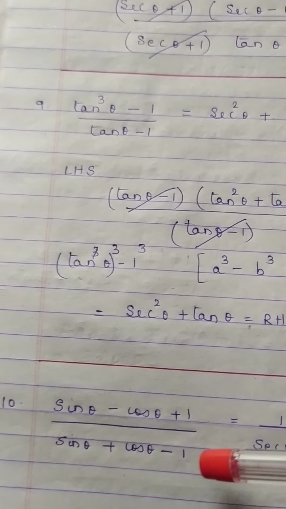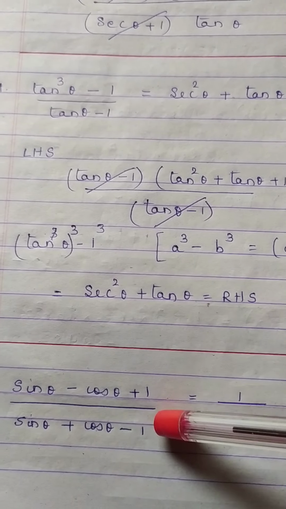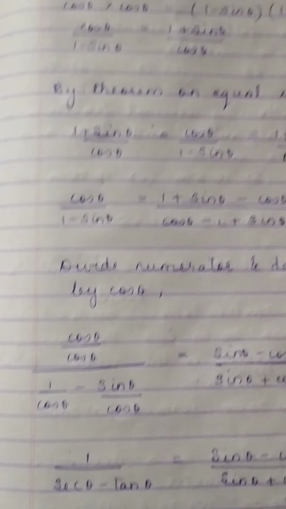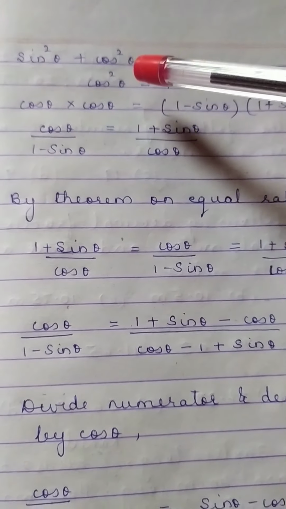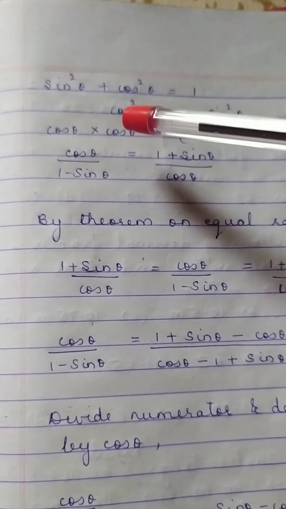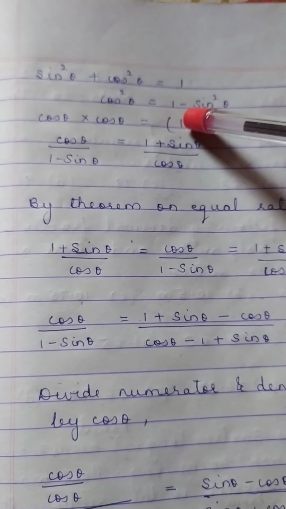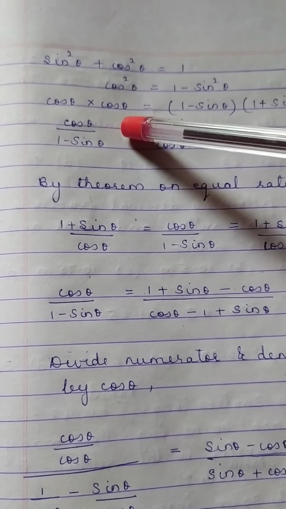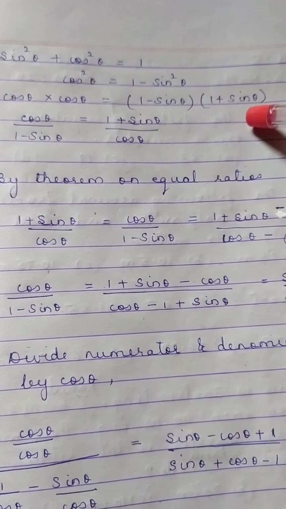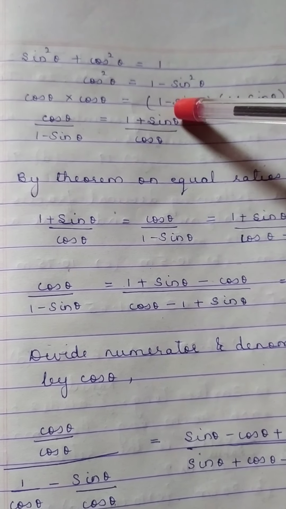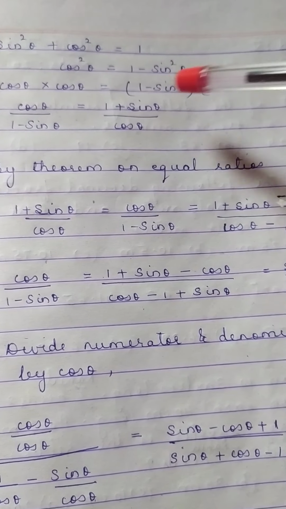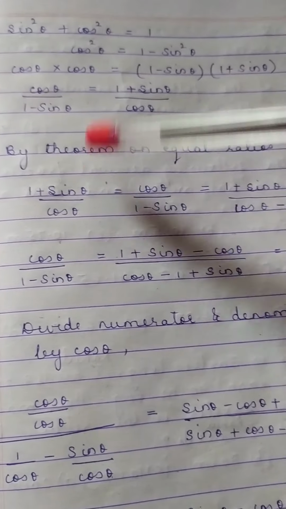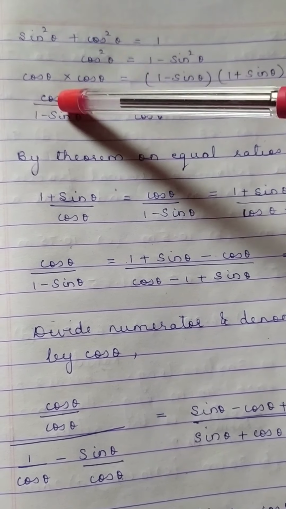Okay. The last question here, the 10th one, sin theta minus cos theta plus 1. See, this is your LHS and RHS, which I need to prove. What you have to do is begin with the first identity, sin square theta plus cos square theta equal to 1. Cos square theta, bring sin square to the other side, 1 minus sin square theta. Cos square theta, write it as cos theta into cos theta. This is equal to A minus B into A plus B. Now cos theta, bring 1 minus sin theta below this. 1 plus sin theta is in the numerator, bring cos theta below this. By theorem on equal ratios, 1 plus sin theta by cos theta is equal to this.